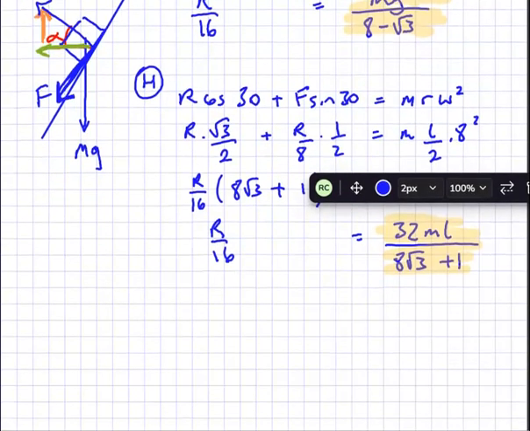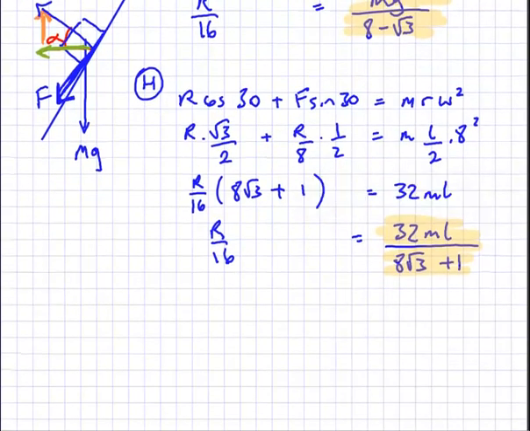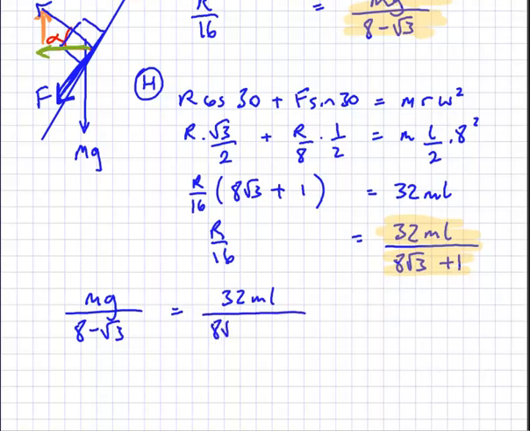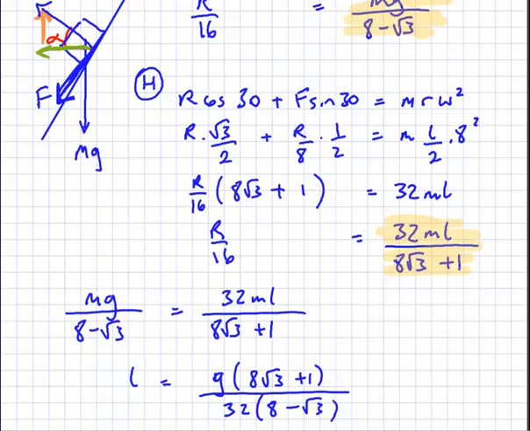You can get a sense of where this is going. So we're going to equate them to each other. We end up with mg over (8 minus root 3), and that's equal to 32ml divided by (8 root 3 plus 1). The m's are going to cancel, and if I rearrange it, I'm going to end up with g multiplied by (8 root 3 plus 1), all divided by 32 times (8 minus root 3). And if you bang that out in the calculator, you're going to get a number approximately 0.73, correct to 2 decimal places.